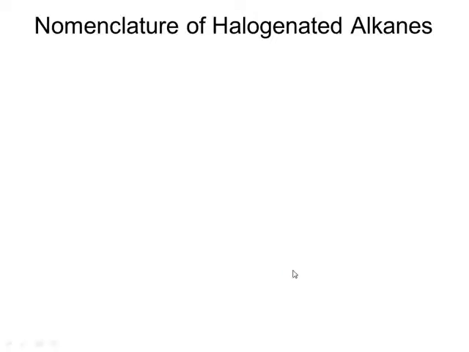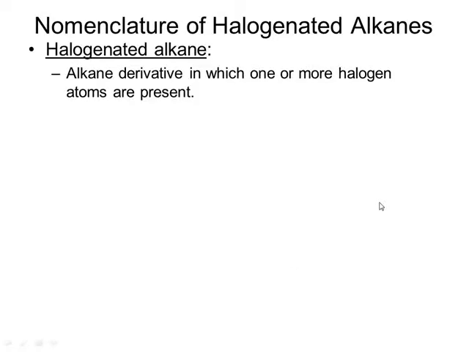So I'm going to take a moment or two to talk about how to name halogenated alkanes. Now, as you'll see, this follows simply the same naming procedures that we've talked about before. So halogenated alkane is our first alkane derivative. By alkane derivative, I mean it's got something other than just hydrogen and carbon. Alkanes are just purely hydrogen and carbon, single bond, single bond, single bond all the way through. An alkane derivative has something else on it.